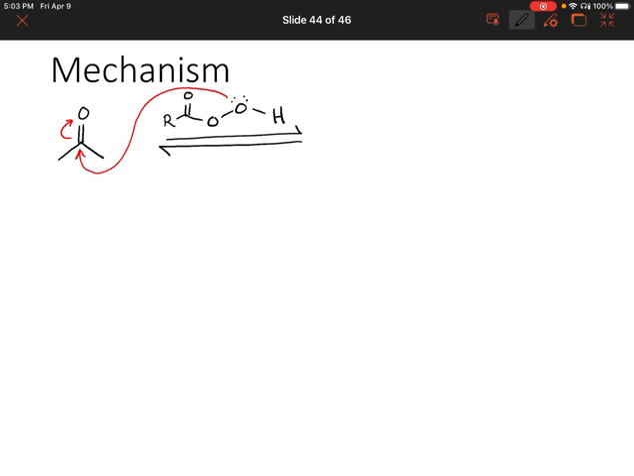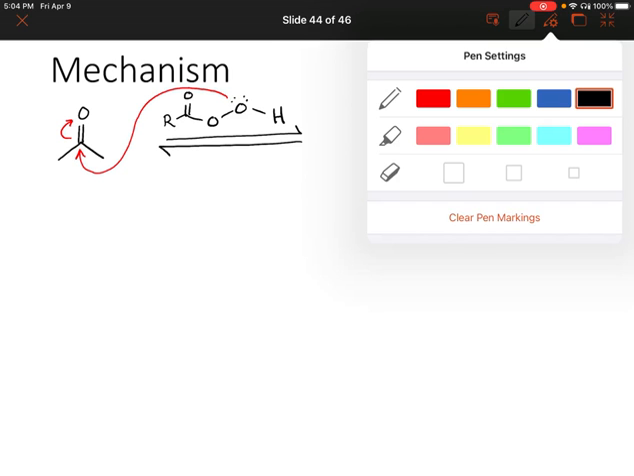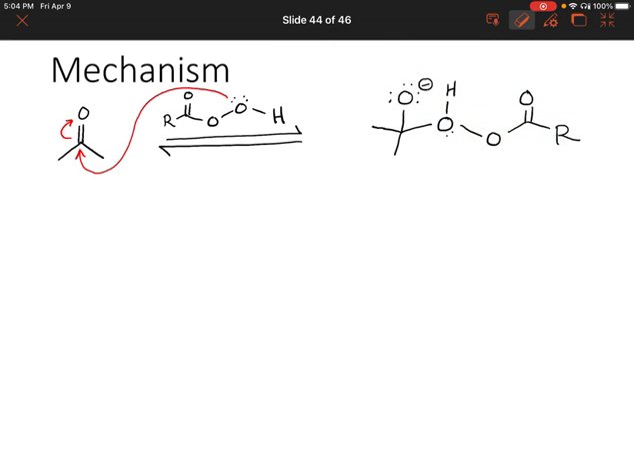Let's draw our negatively charged oxygen. And we've got those two methyl groups coming off of it. All right, and then we also have a hydrogen on the oxygen bonded to our ketone. Oh, whoops, I drew one too many lone pairs there.